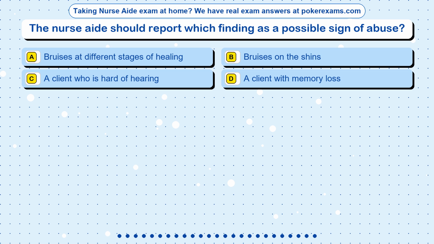Question 20. The nurse aide should report which finding as a possible sign of abuse. Option A, bruises at different stages of healing. Option B, bruises on the shins. Option C, a client who is hard of hearing. Option D, a client with memory loss.